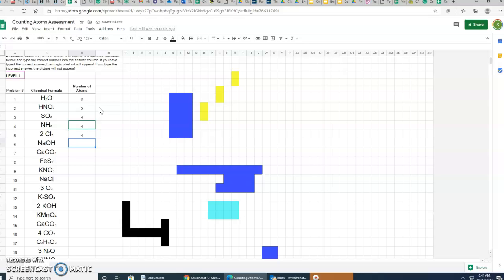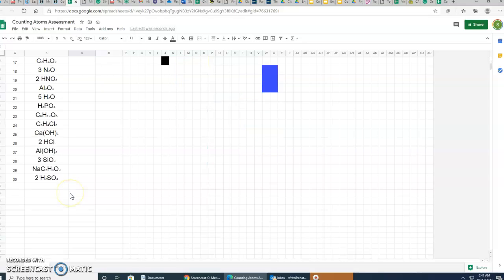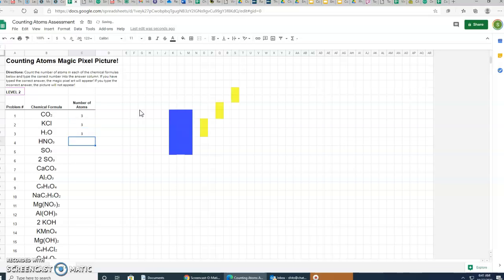You will know if you have a wrong answer because it won't light up here. Nothing will come up on the picture. So if you go down to the bottom here, that won't take you very long. And then there's a level 2 here that we can do 3 and 3, and so on and so forth. So eventually there will be pictures that pop up, and it makes a full picture.